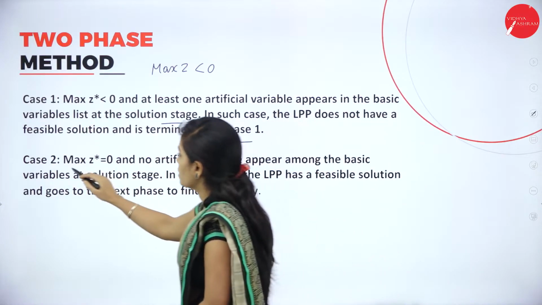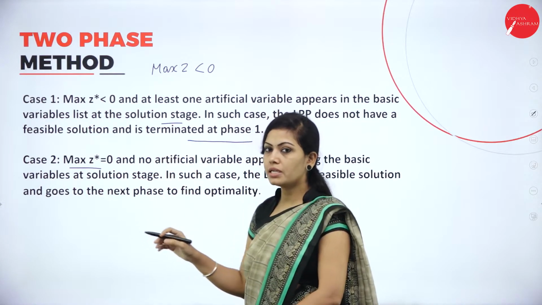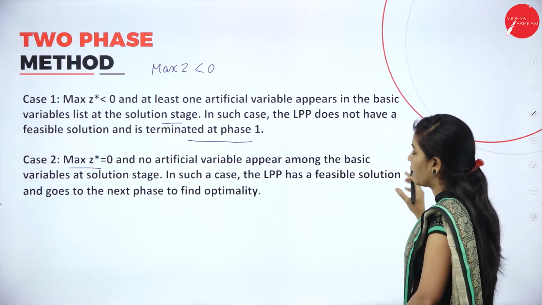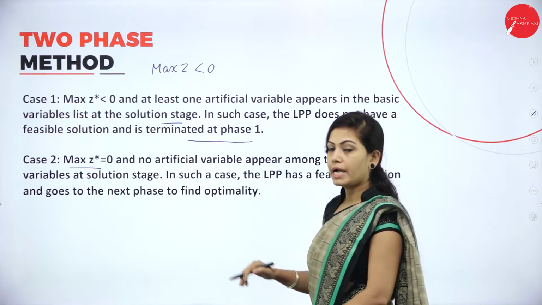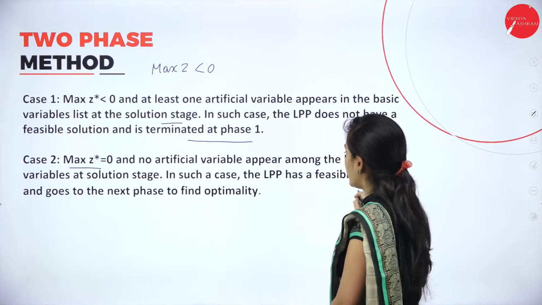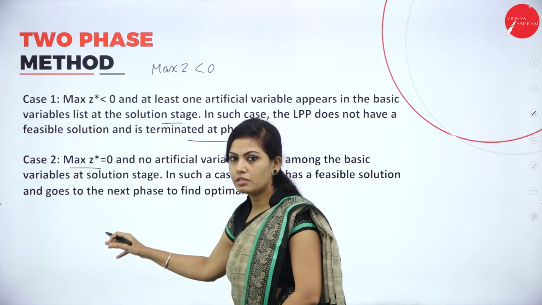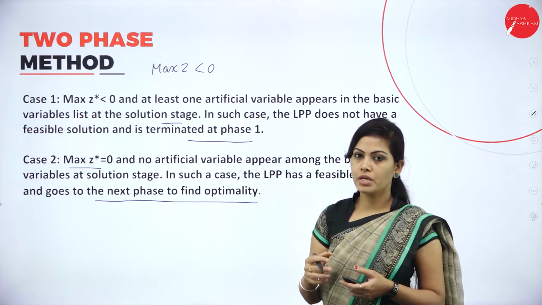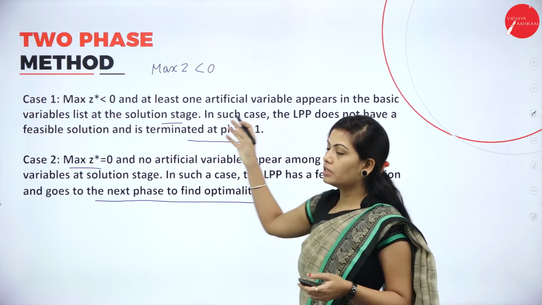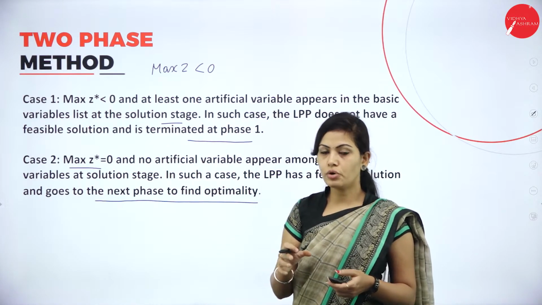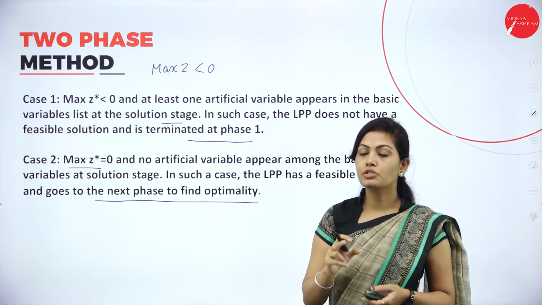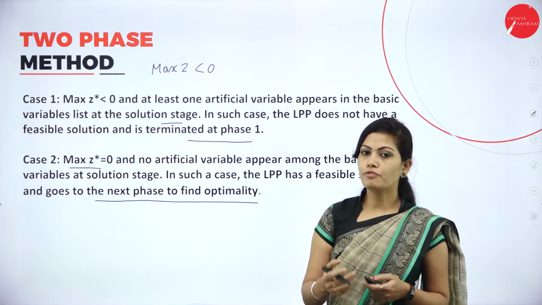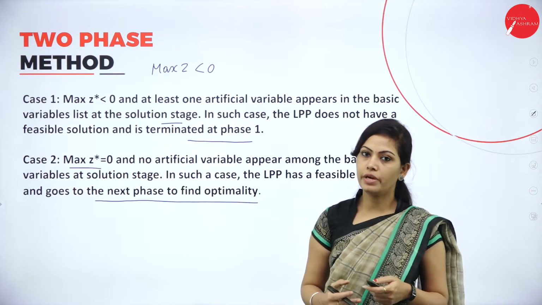And case 2, if max z is equal to 0 and no artificial variable appears among the basic variables at solution stage, in such case LPP has a feasible solution. Goes to the next phase to find optimality. So in phase 1, all the variables value should be 0 except artificial variable. So artificial variable coefficient should be minus 1 and minus 2. So after that we can proceed for next phase.